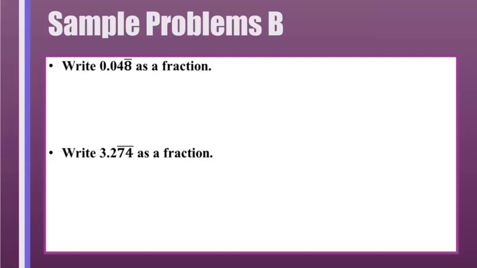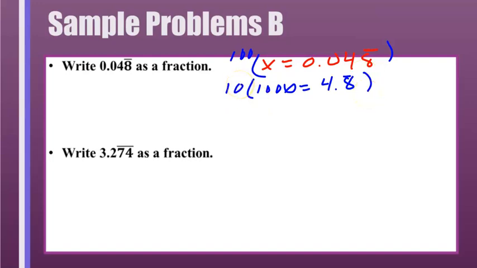And our last ones here. Here we have x equaling 0.048 with the 8 repeating. So that means I'm going to have to multiply this by 100 because there's 2 digits that are not being repeated. So that'd be 100x equaling 4.8 with the 8 repeating. And then I'm going to multiply this by 10 because there's only 1 digit being repeated. So I have 1,000x equaling 48.8. And I'm going to subtract the original, which was 100x equaling 4.8.